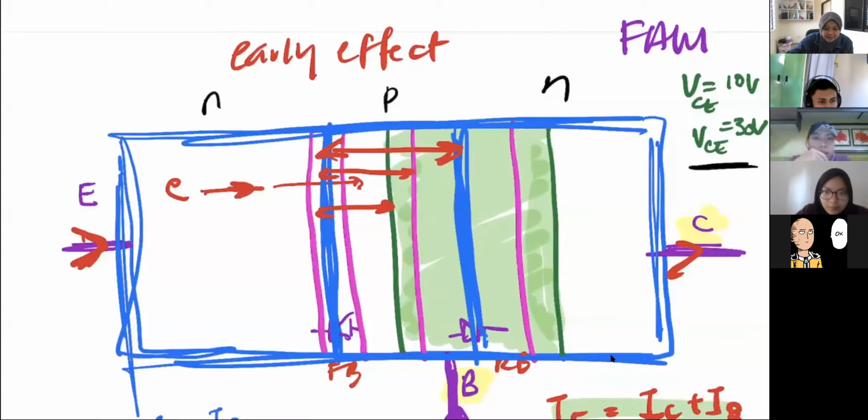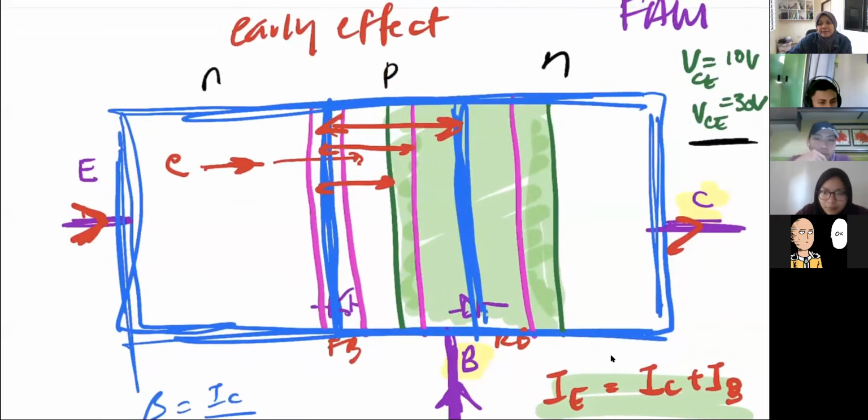Yeah, in this picture, for BCE is 10. Doesn't the base width go from the pink or the purple line to the purple line, because in the emitter-base junction there is also a depletion region? Yes, you are right.